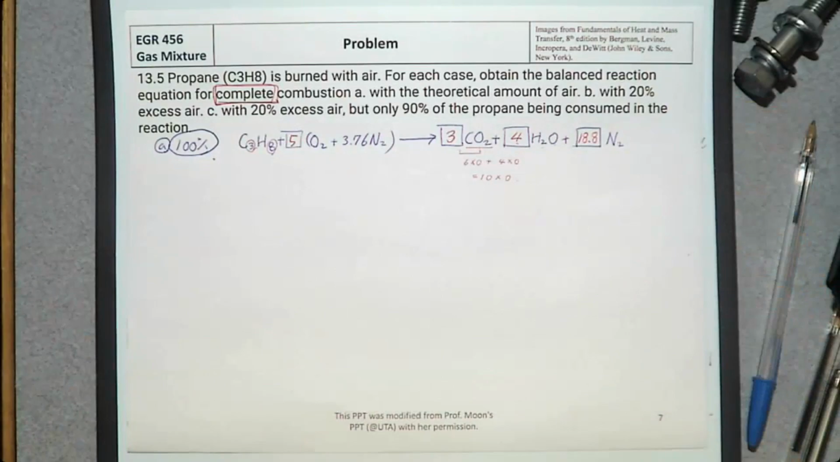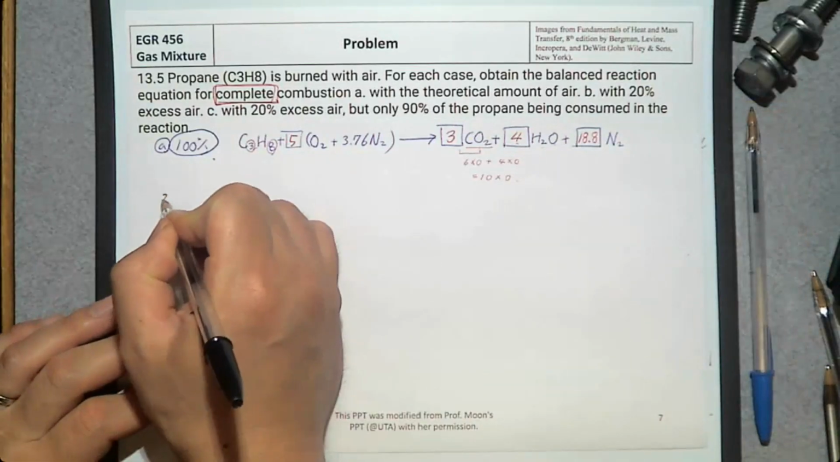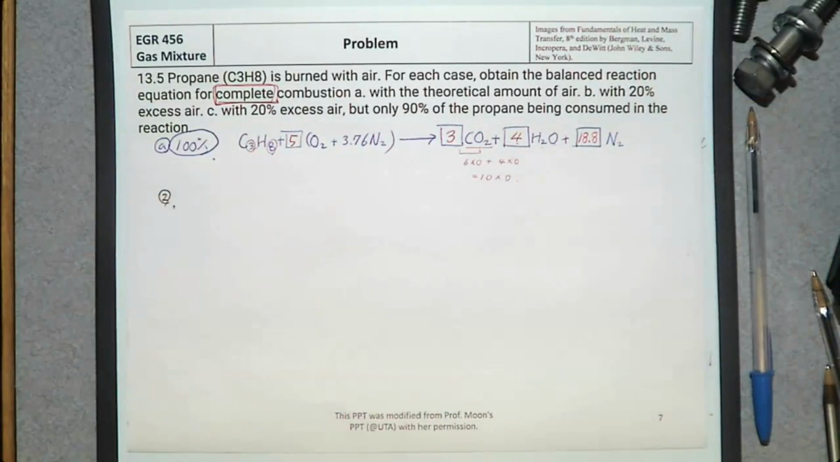Was it difficult? Not at all, because this is the simplest case. We have a complete combustion. There's no carbon monoxide. There's no leftover hydrogen, oxygen, etc. So this is the simplest case. So it was kind of boring. So let's see if there is any more challenge.